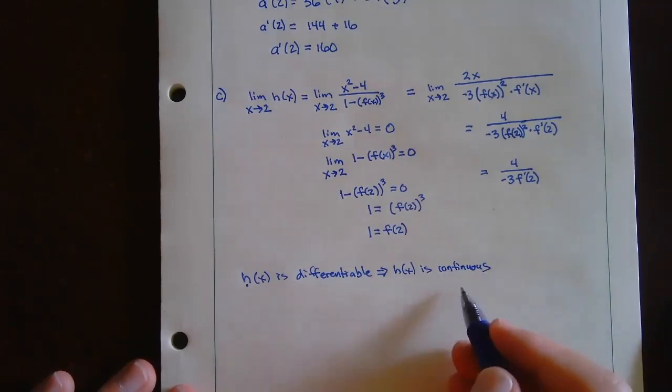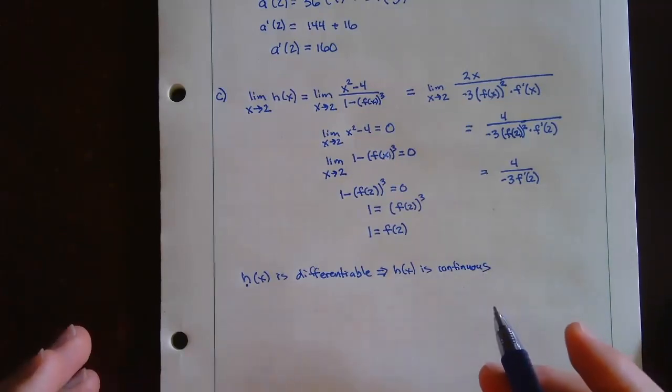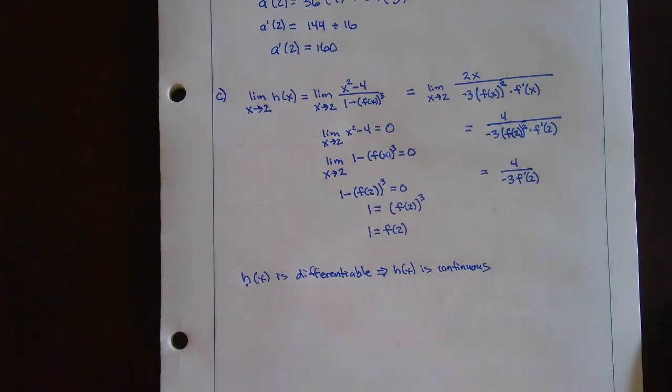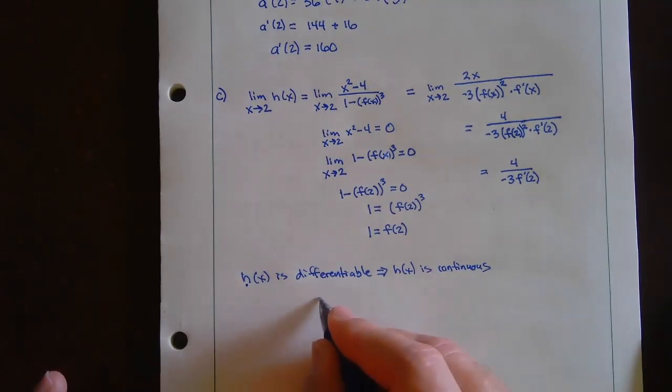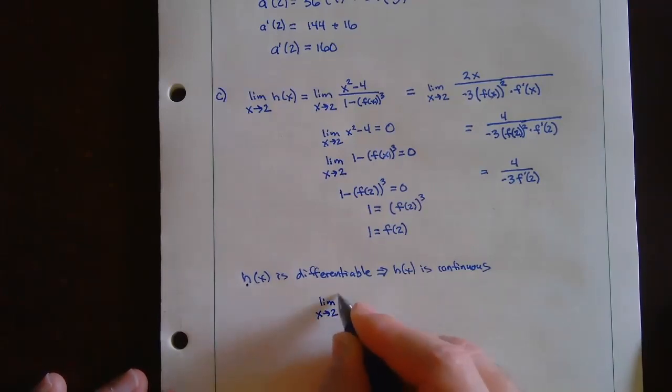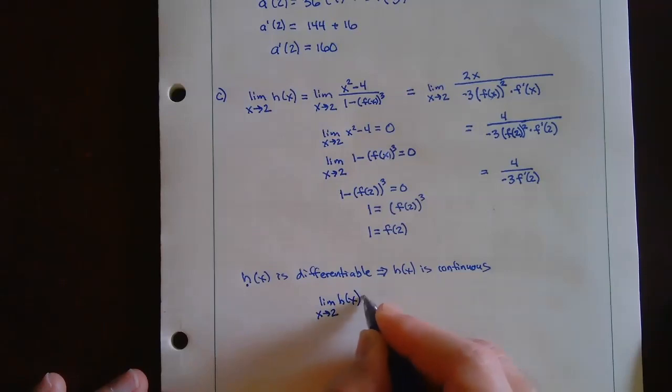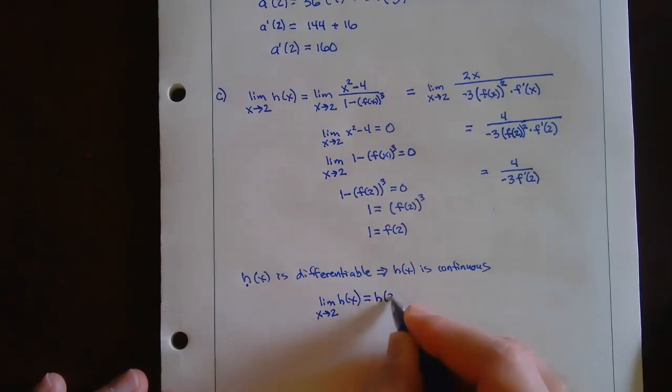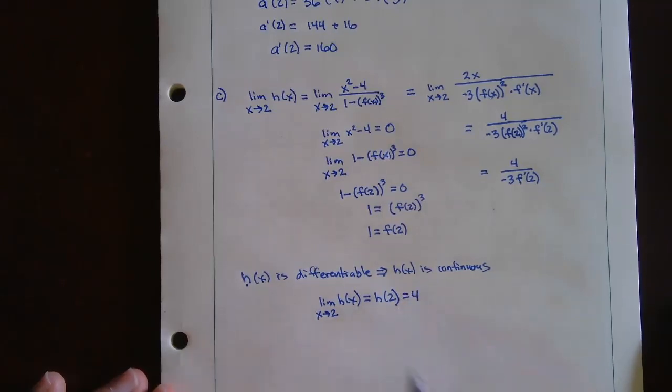If h of x is continuous, what does it mean to be continuous? It means that h of 2 exists, the limit as x approaches 2 of h of x exists, and they are the same, which means the limit as x approaches 2 of h of x must equal h of 2. And we know what h of 2 is. It's 4.